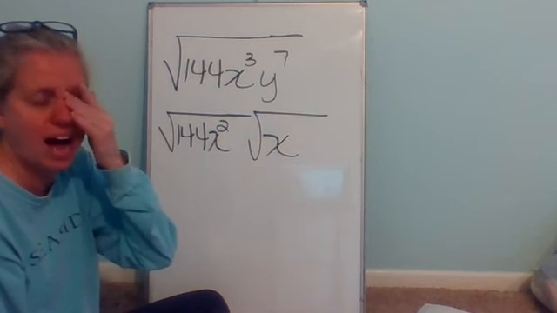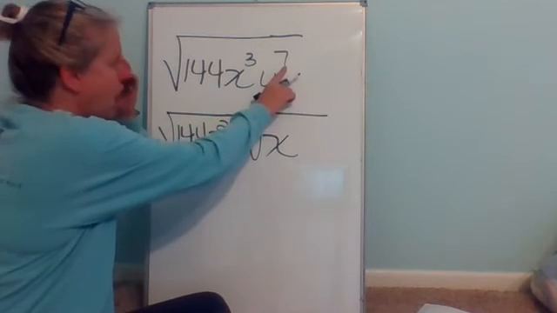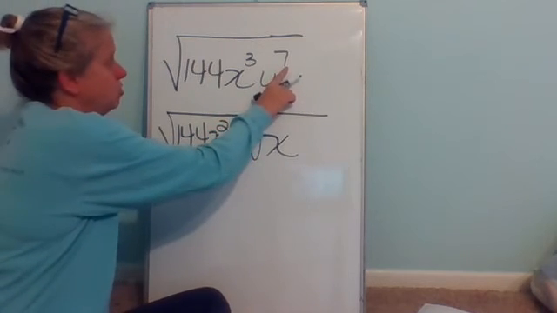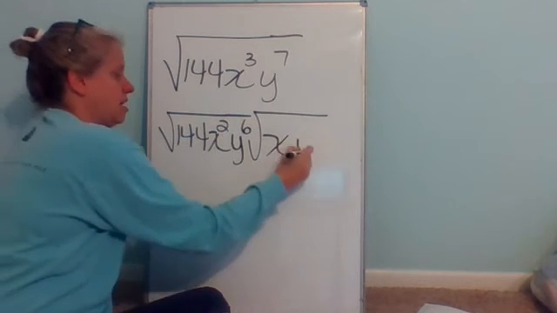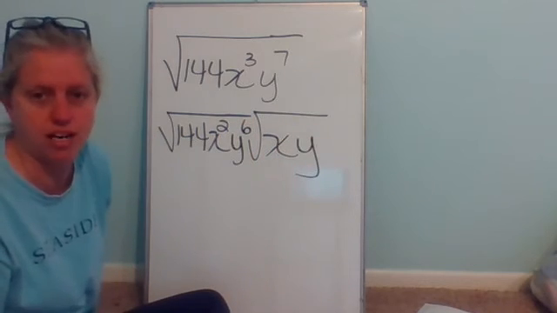So same thing with the y. This one's odd, which means I can't divide it by 2. So just go right below it. So y to the 6th, and put your leftover y in the trash.